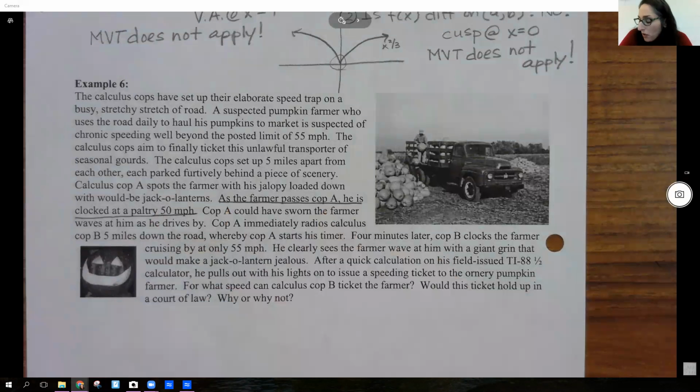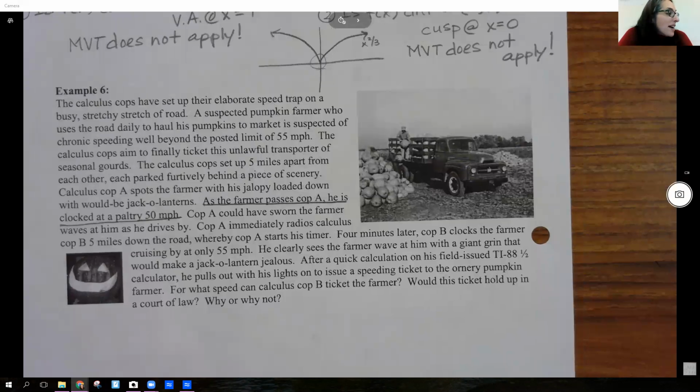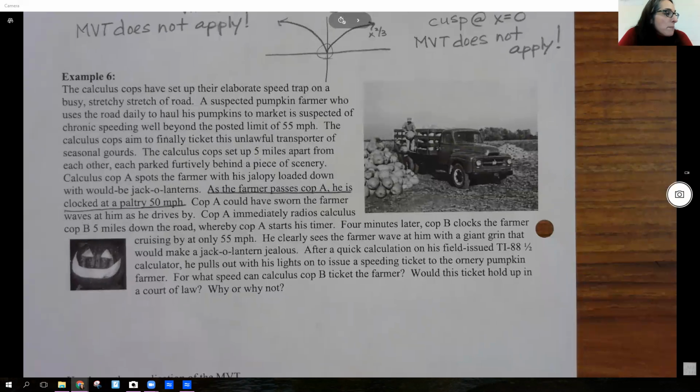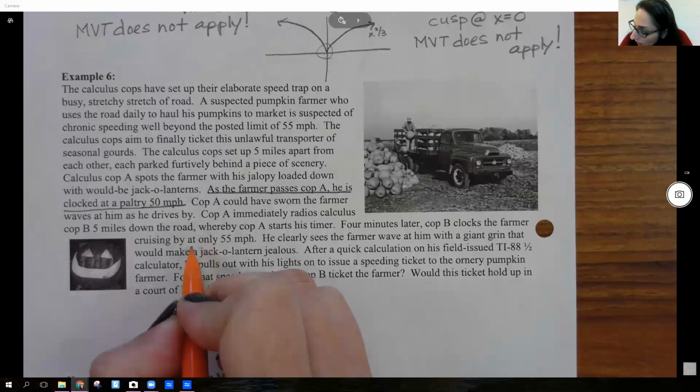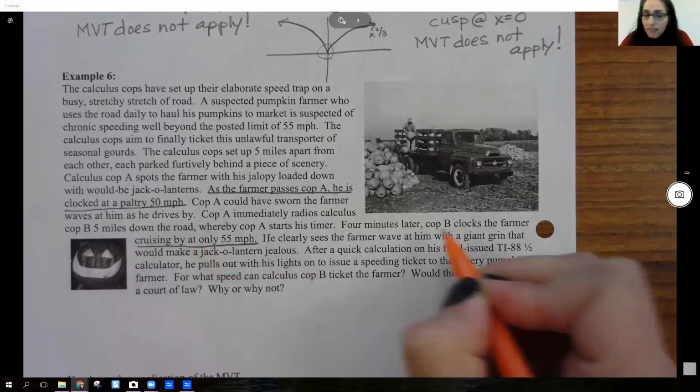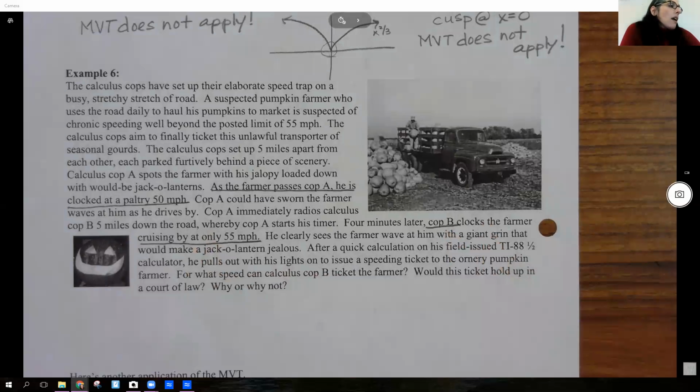Cop A could have sworn the farmer waves at him as he drives by. Cop A immediately radios calculus cop B 5 miles down the road, whereby cop A starts his timer. 4 minutes later, cop B clocks the farmer cruising by at only 55 miles an hour. He clearly sees the farmer wave at him with a giant grin that would make a jack-o'-lantern jealous.